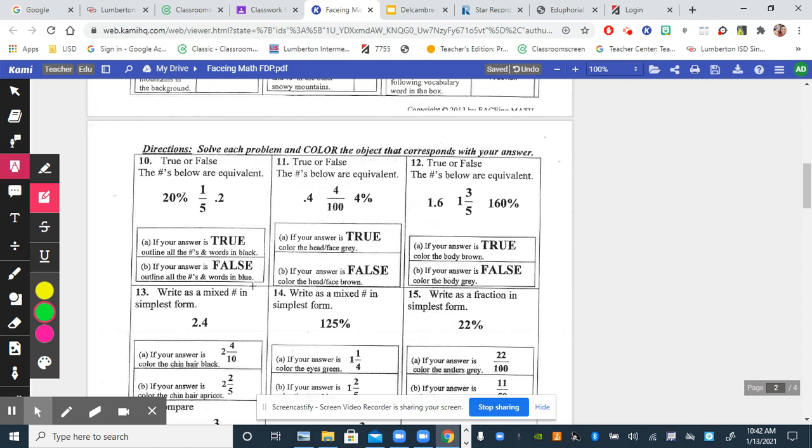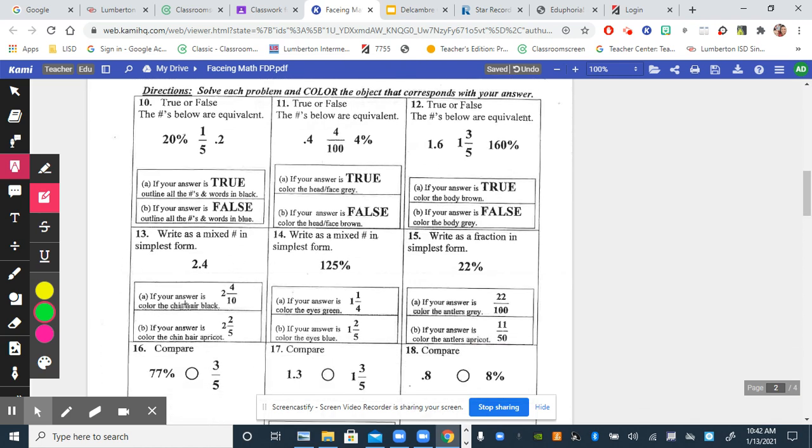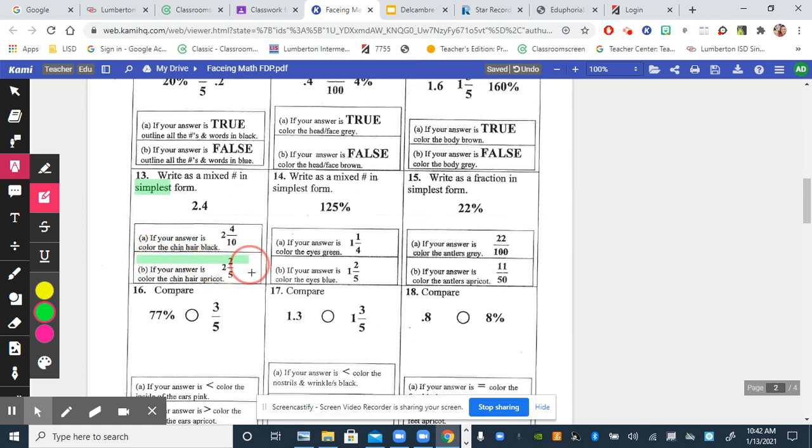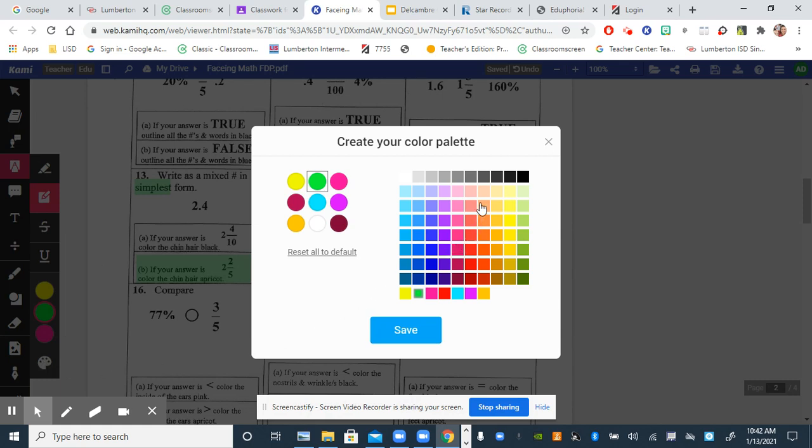I want you to look at question number 13 and number 15, because this one's been tricking some people up. As a mixed number in simplest form. This is 2 and 4/10, but it says simplest form right here. Well, 4/10 isn't my simplest form. 2/5 is my simplest form. So you're going to color the chin hair apricot. And apricot is kind of like a light peachy yellowish color.